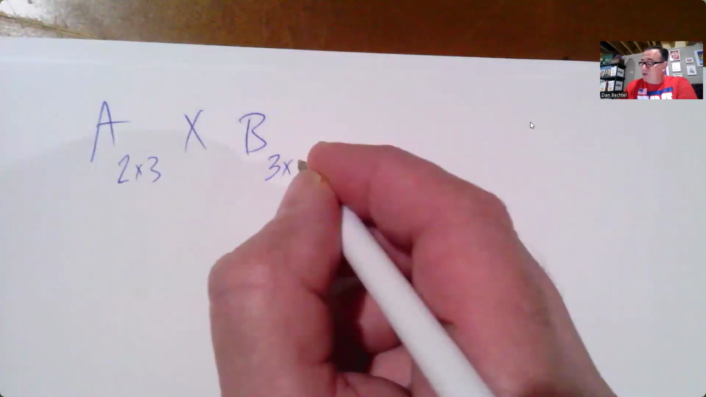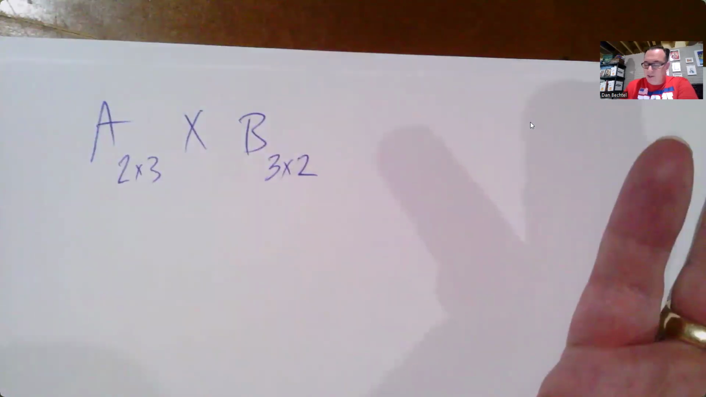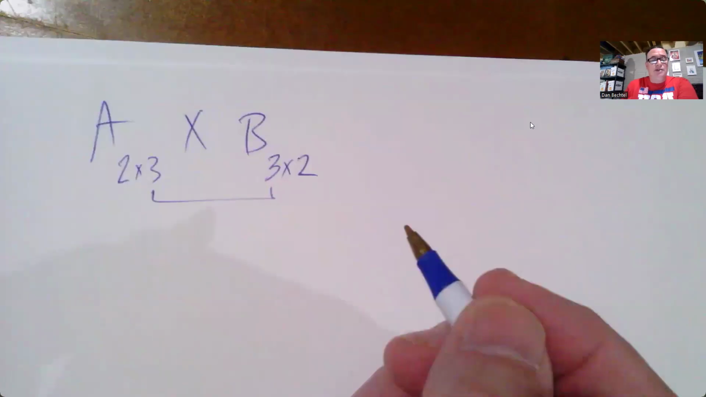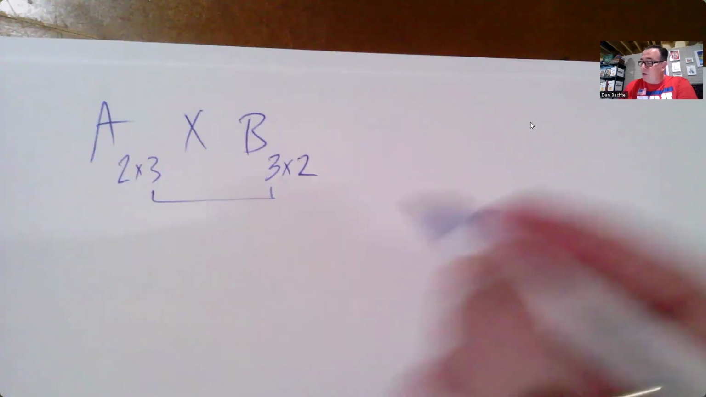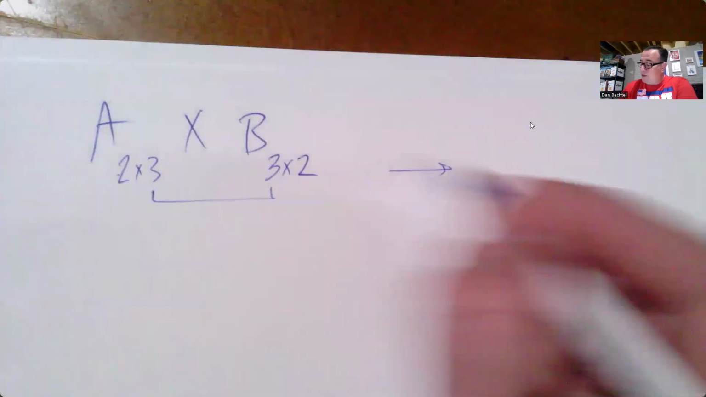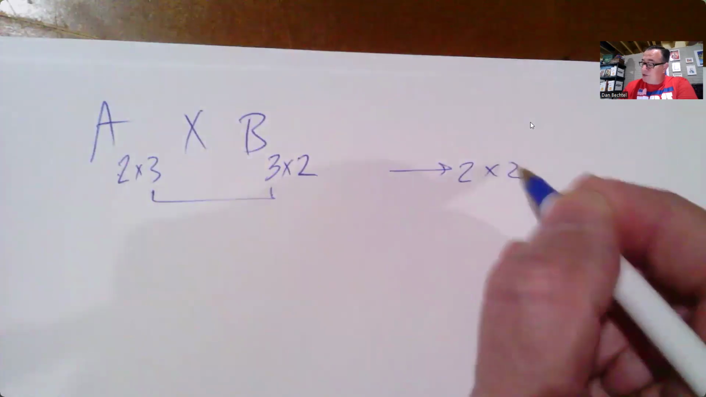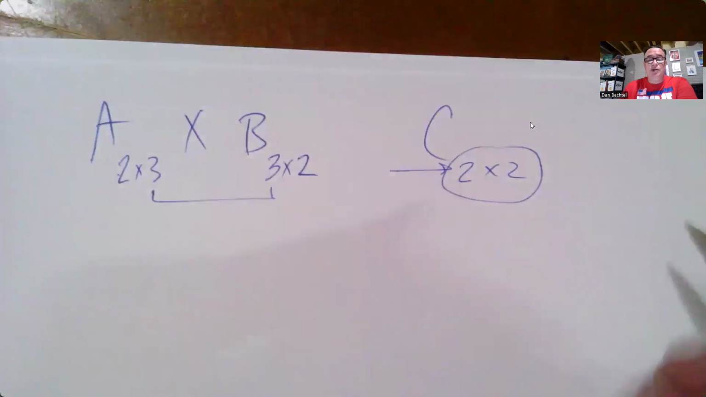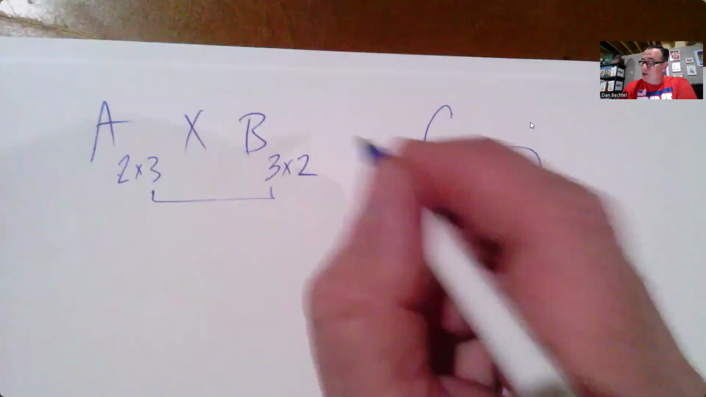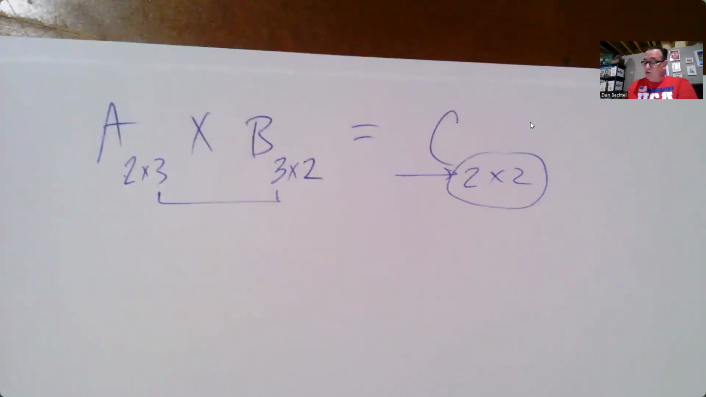So let's say that I'm going to make this a 3 by 2. I'm going to try to make this one a little bit simpler. Since these two match up, it allows us to multiply them. And then what we're going to have left is our first one here by our last one here. So our final result is going to be a matrix C, which is a 2 by 2 matrix when we multiply those.